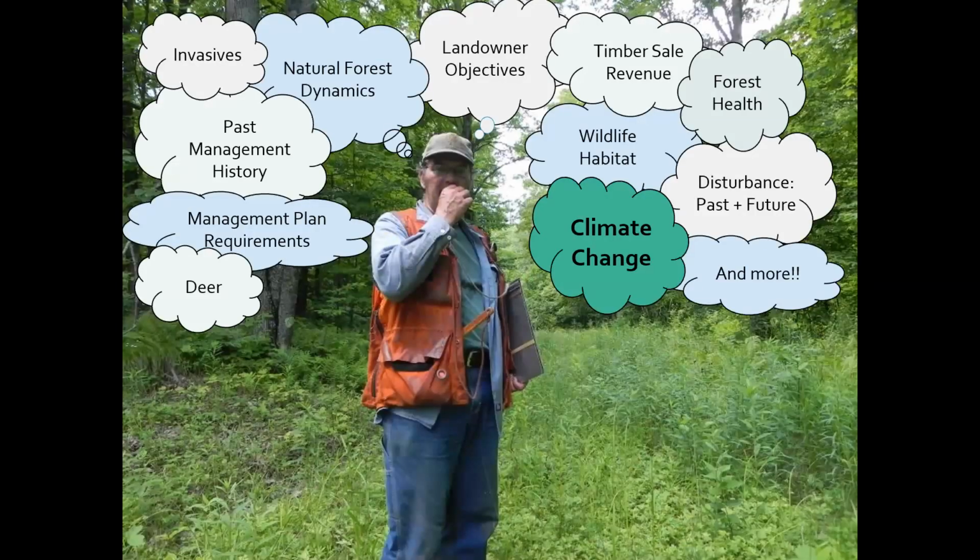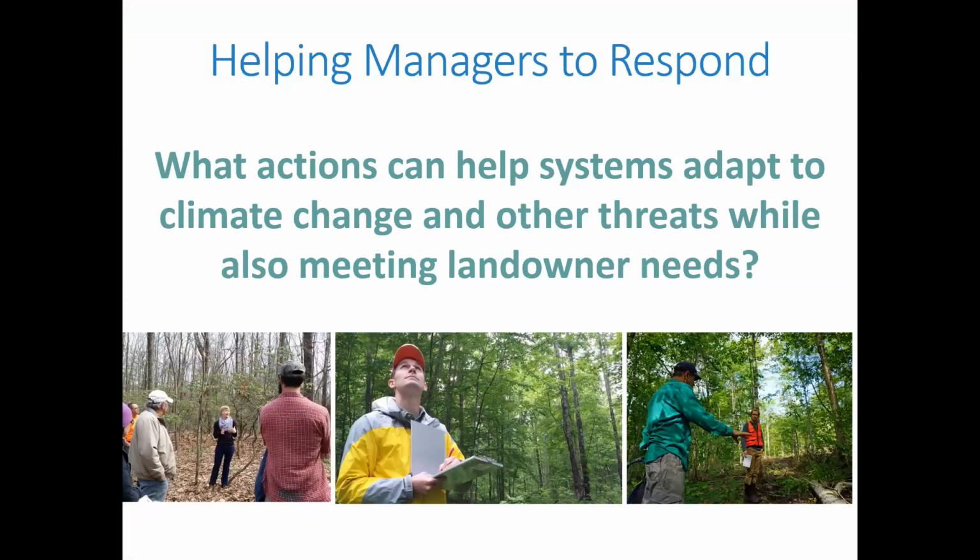We'd also like to recognize that forest managers face a number of different threats and stressors, different frameworks, different incentives that they need to deal with in order to manage any natural area. And climate change is one more thing that a forest manager really needs to keep in mind as they're thinking about how to meet their goals and objectives. Unfortunately, climate change is also expected to impact all of those other threats and stressors that forest managers tend to think about. So, what actions can help systems adapt to climate change and other threats while also meeting those landowner needs?